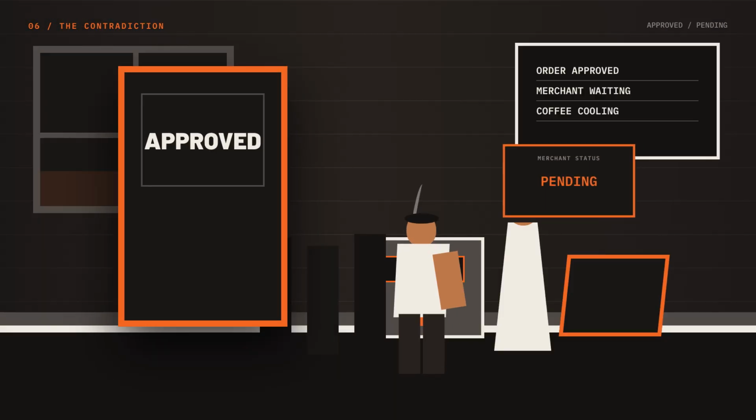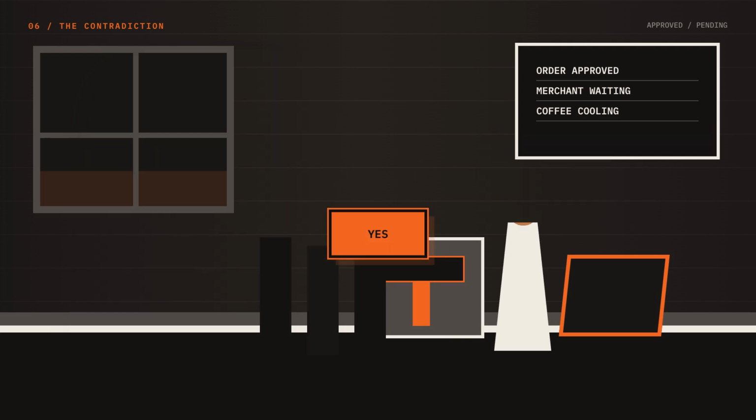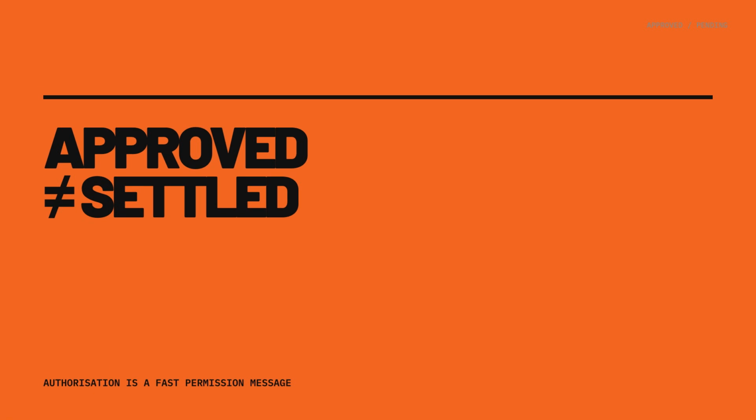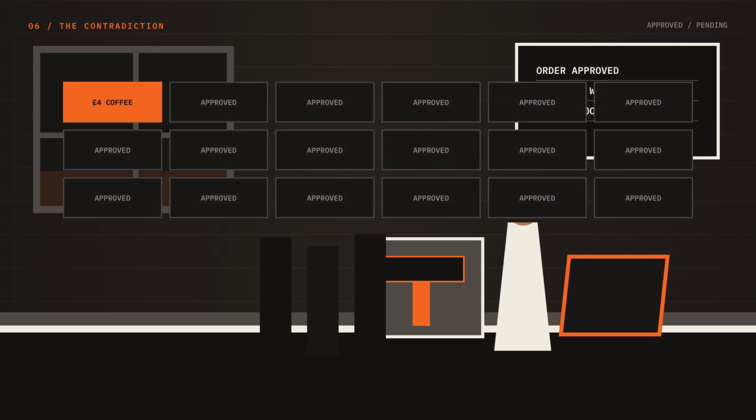The terminal beeps. The cafe unfreezes. We have an approval, but we do not necessarily have final settlement into the cafe's account. Authorization was the fast conversation. May this payment proceed? The issuer said yes. The transaction can now appear pending, and the merchant can hand over the coffee. But the slower accounting journey still has work to do. Approved and finally paid are not the same state.